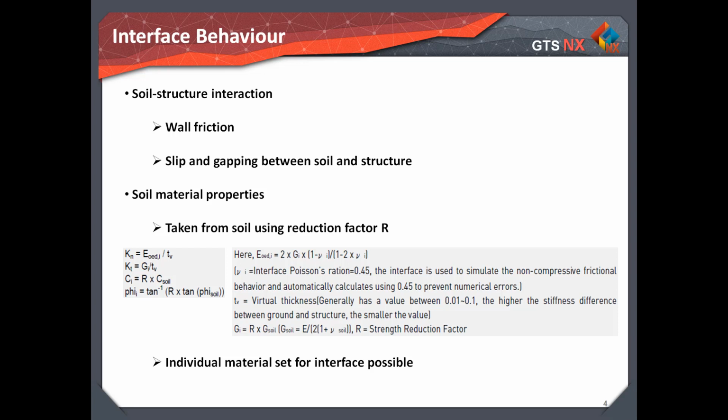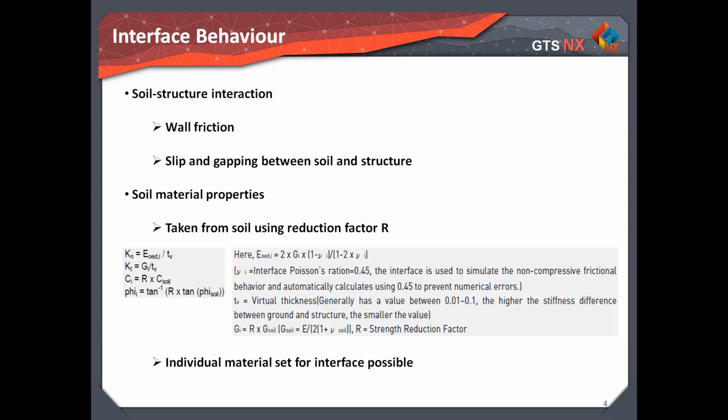Interface elements can be used to model the soil-structure boundaries, such as the side of a wall or a pile, or the underside of a footing. Particular advantages are the ability to vary the constitutive behavior of the soil-structure interface, that is the maximum wall friction angle, and to allow differential movement of the soil and the structure, that is slip and separation. The interface material can be defined using the following equation.